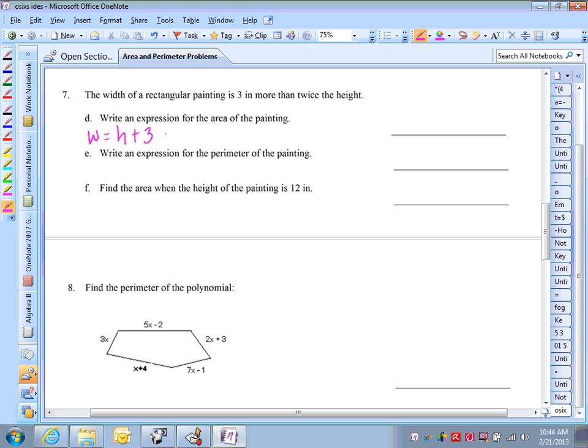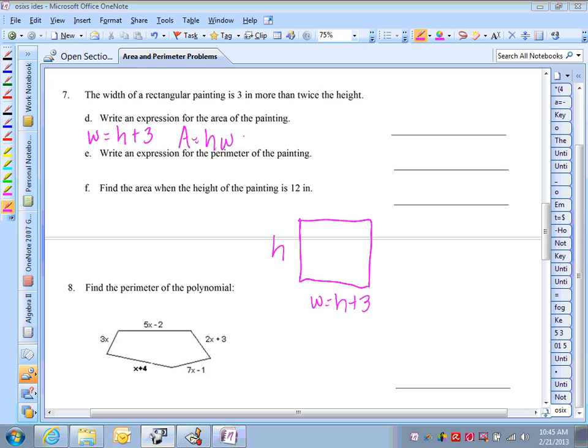And we need to write an expression for the area of the painting. So if I draw a rectangular painting, although it's not fabulous, we have the height, and then we have the width, which we said was equal to H plus 3. So in this case, the area, instead of length times width, is going to be height times width. So I'm going to plug in for H. We don't know the H value, so we're just going to keep that H. But for W, I can rewrite W as H plus 3.